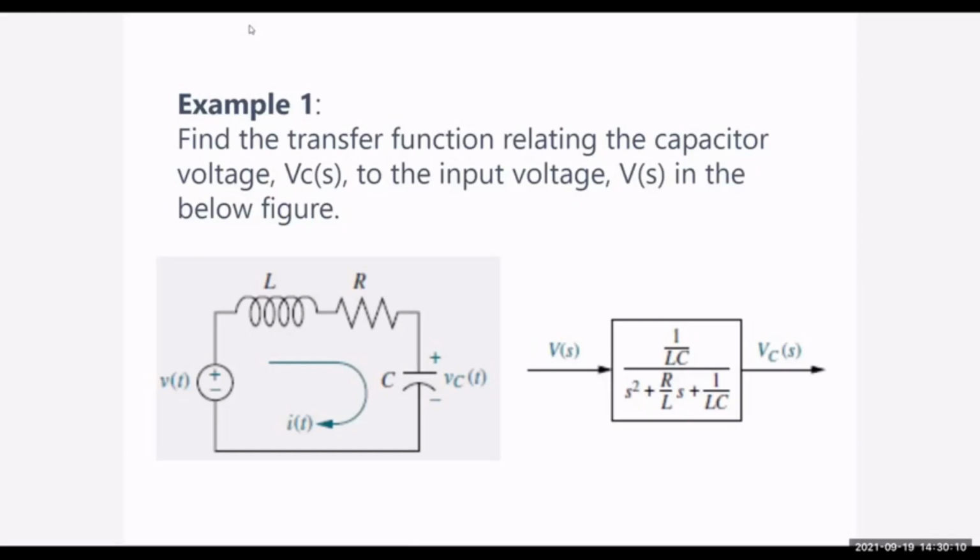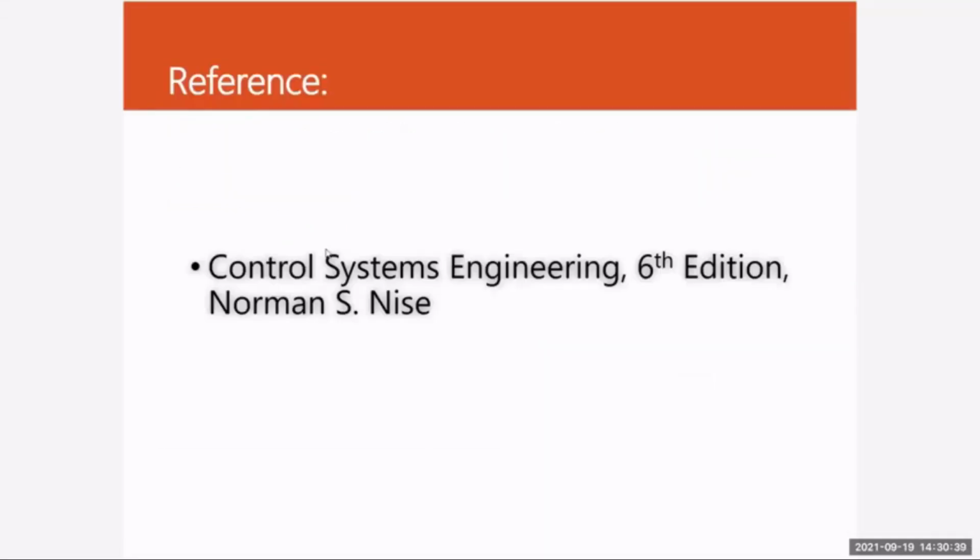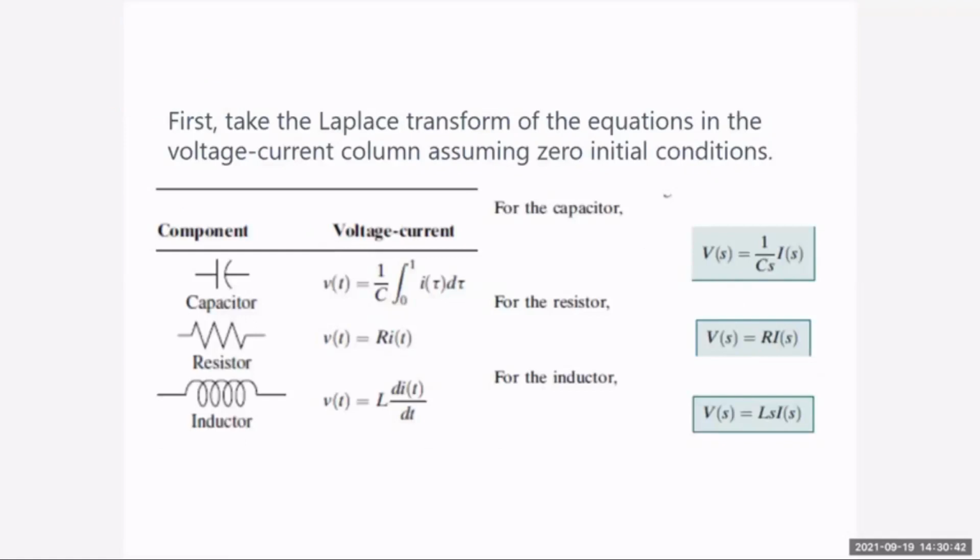So the capacitor voltage would be your output and the terminal voltage would be your input. What we need to do is sum all the voltages across your inductor, your resistor, and of course your capacitor. So we need to sum up the voltages. There is a current i(t) flowing across your circuit, so this is clearly a voltage-current relationship, and we will use these three relationships to solve the problem.